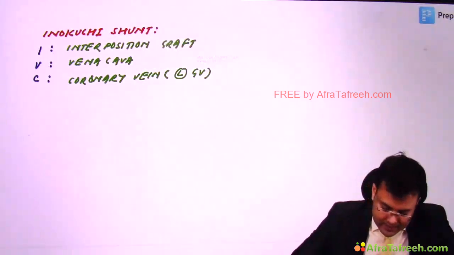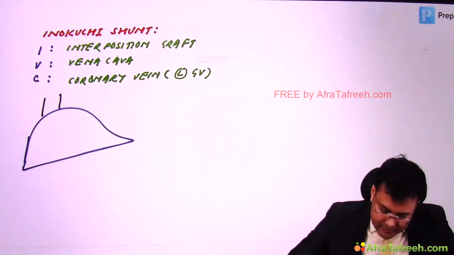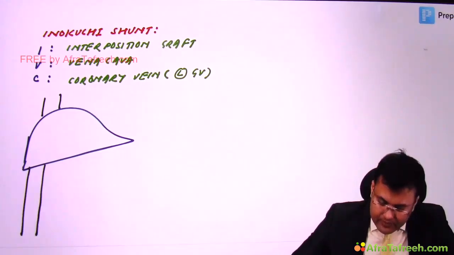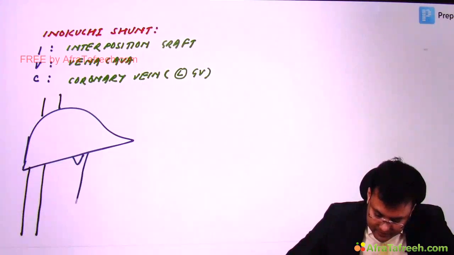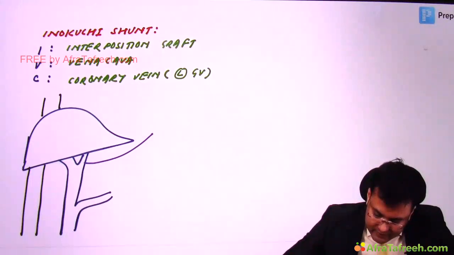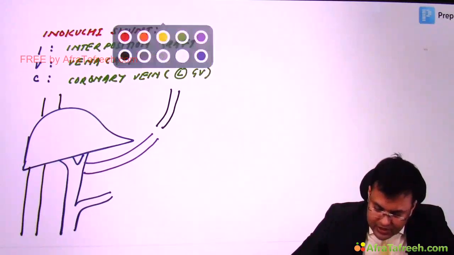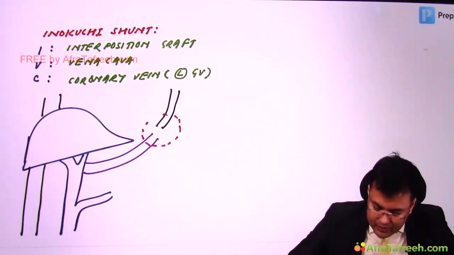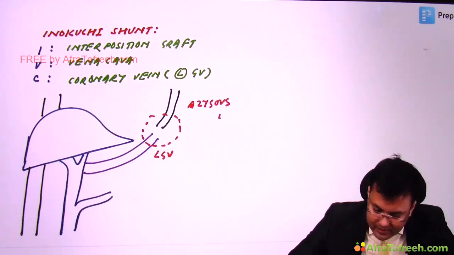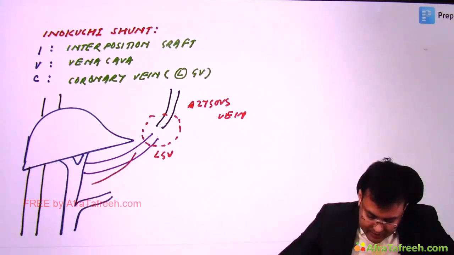Now how are we going to create Inoguchi shunt? See this diagram. This is the liver, this is the inferior vena cava, this is the portal vein, and you know that here the left gastric vein is going to drain, and there is a portosystemic anastomotic site between the left gastric vein, also known as coronary vein, and the azygous vein. Clear? Now see, there is an interposition graft between this left gastric vein, also known as coronary vein, and the IVC.